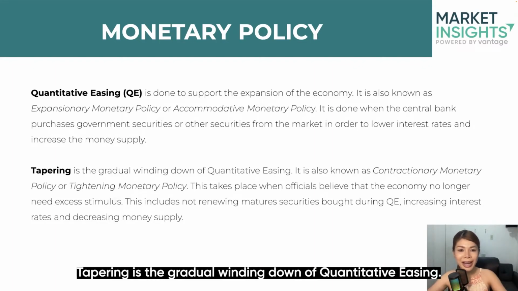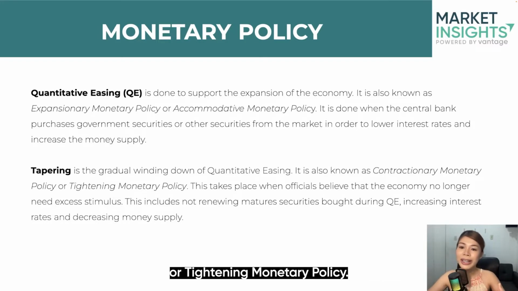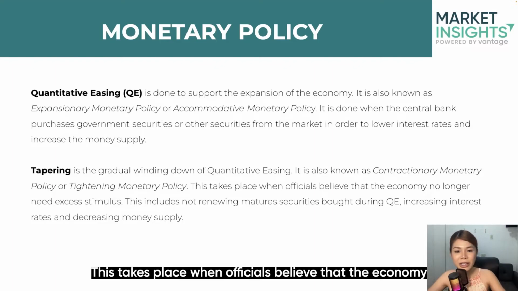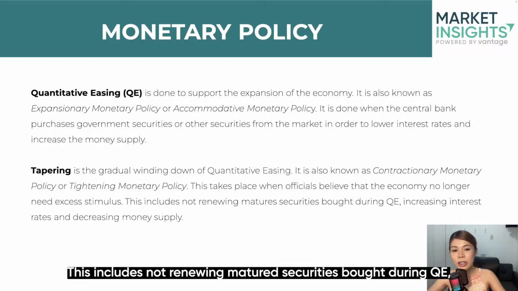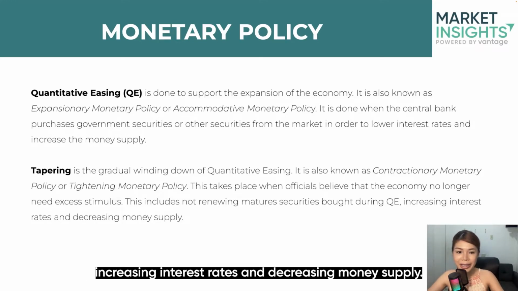Tapering, on the other hand, is the gradual winding down of quantitative easing. It is also known as contractionary monetary policy or tightening monetary policy. This takes place when officials believe that the economy no longer needs excess stimulus. This includes not renewing matured securities bought during QE, increasing interest rates, and decreasing the money supply.